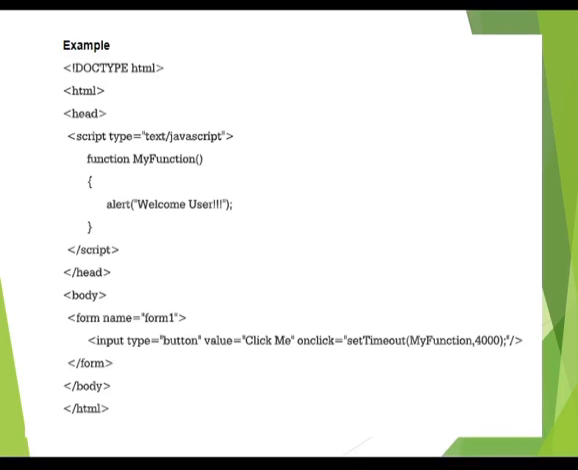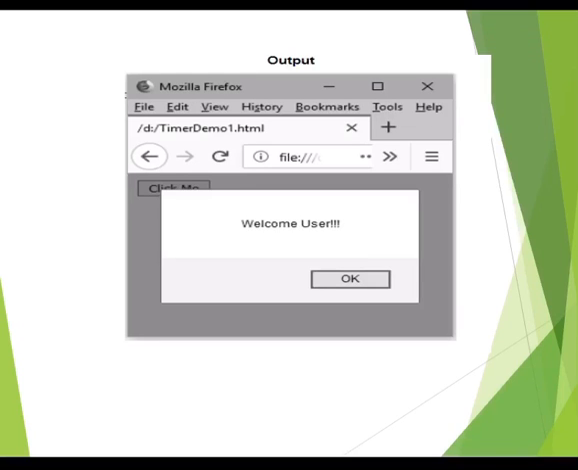Let me explain the output. So this is your output. When you click on the click me button, the setTimeout method will be called, and that method will call the function. After 4000 milliseconds have passed, the function will be called and it will display an alert, "welcome user". So when you click on the button, the browser will wait for 4000 milliseconds and then give you an alert saying welcome user. So this is the setTimeout method. Now we'll discuss the second method, that is setInterval.